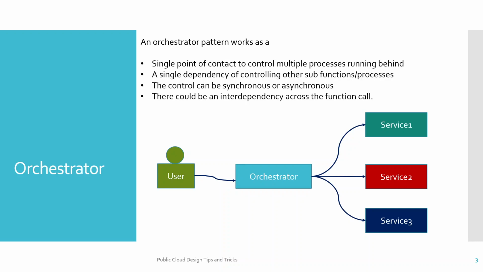Now, what is an orchestrator pattern? An orchestrator pattern works as a single point of contact to control multiple processes running behind it, a single dependency for controlling other sub-functions or processes. The control can be synchronous or asynchronous, and there could be an interdependency across the function calls. So in this simple example, there is a user using an orchestrator pattern, which is a single point of failure, and that will connect to service 1, service 2, and service 3 running behind.